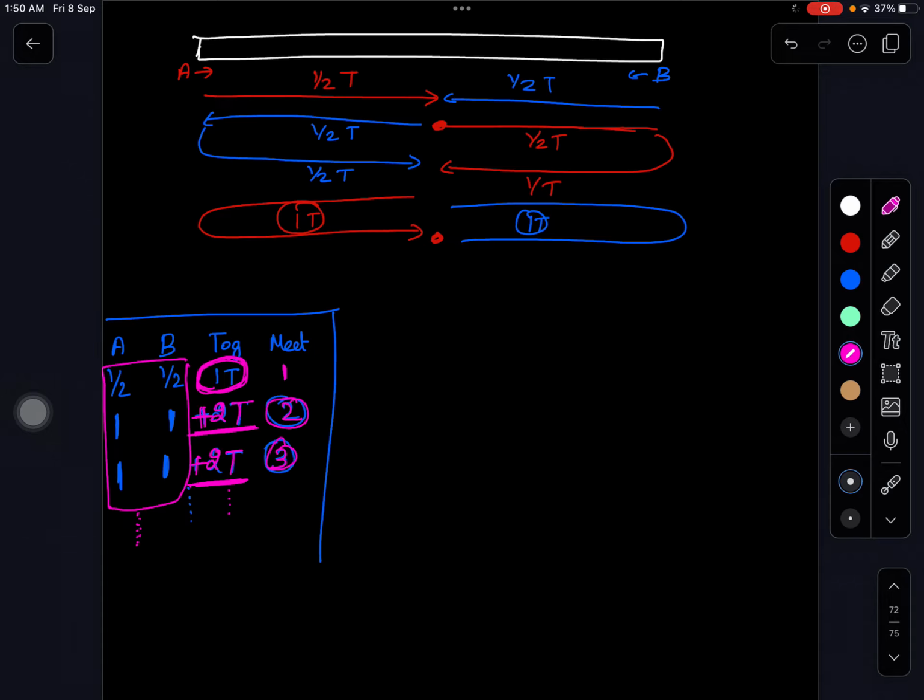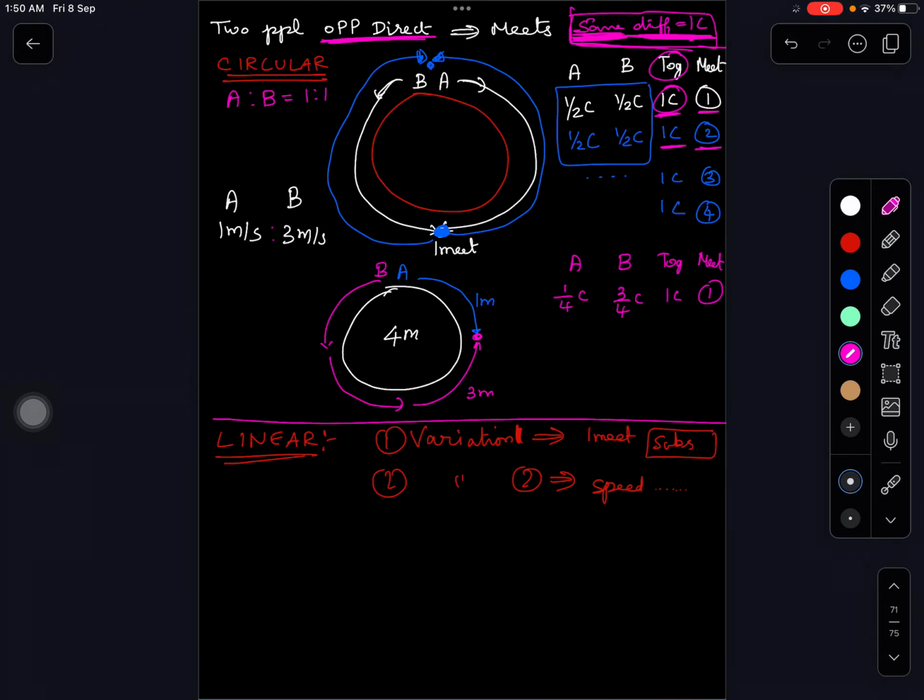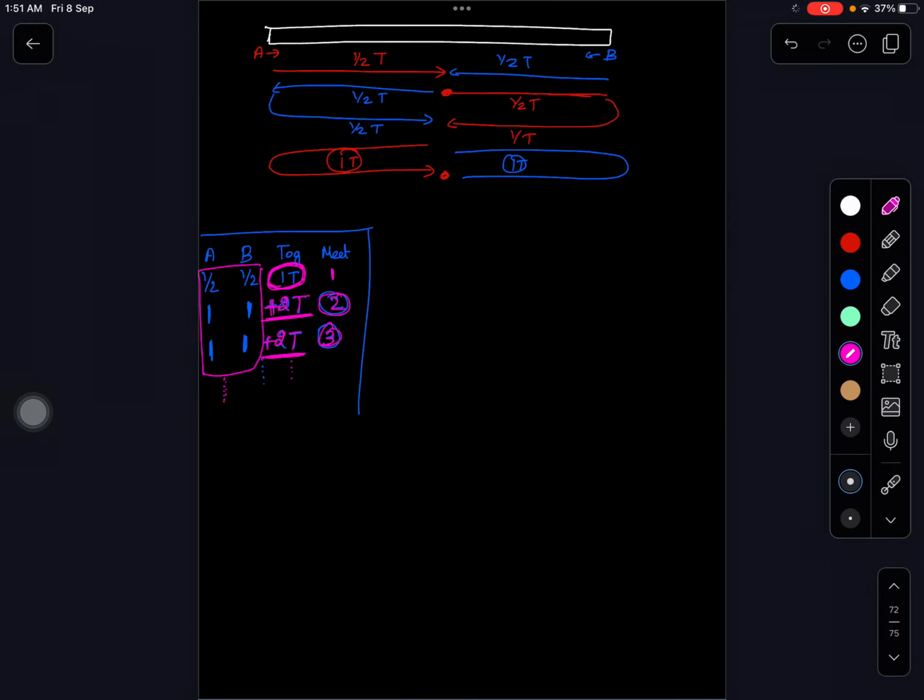So, what is the problem here? The problem here is that we are seeing two variations. The first variation is that in circular track problems, irrespective of which number of meet, the persons will have to cover that many number of circumferences. That's all. Together A and B should cover that many number of circumferences. If A and B together complete 3 circumferences, it means they are meeting for the third time. This is very simple, but that is not the case here.